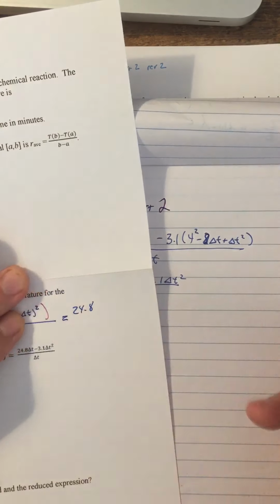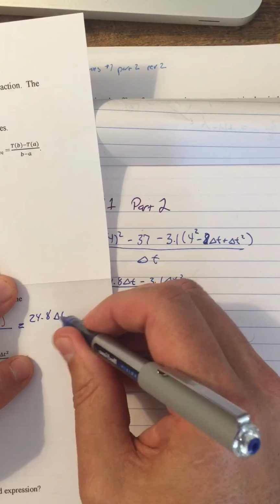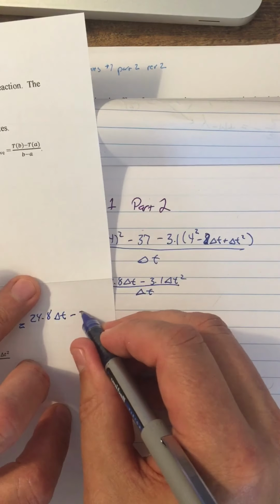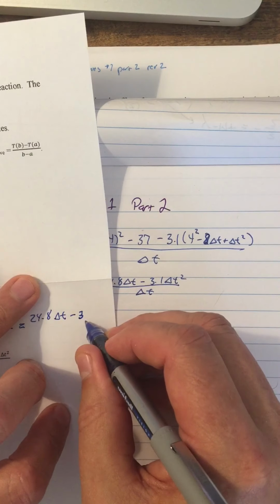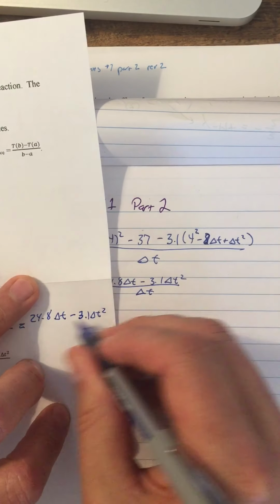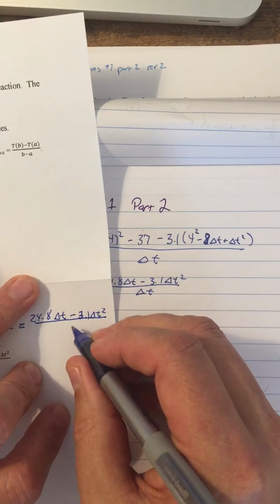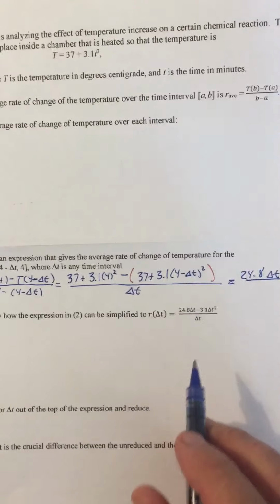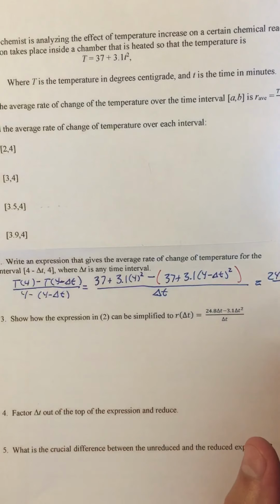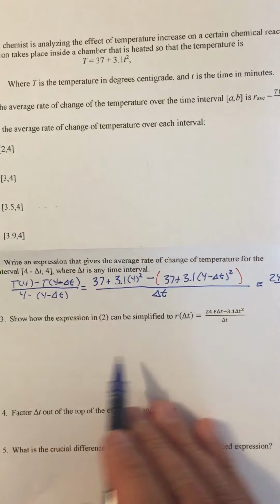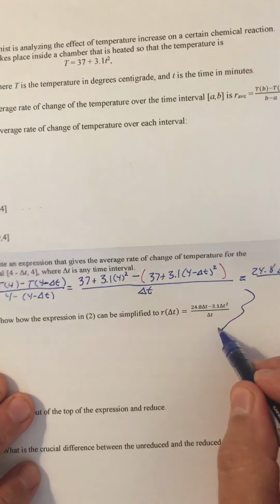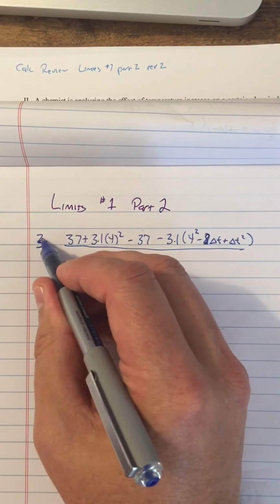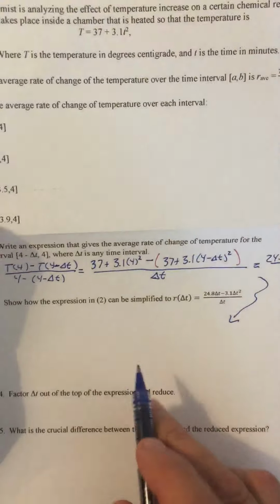All right, so that's what I have for my expression here. I can say this equals 24.8 delta t minus 3.1 delta t squared over delta t. All right. Oh, I wondered why I had so little space here. I was supposed to do all that stuff down here. So actually this stuff goes down here. This is actually number 3.